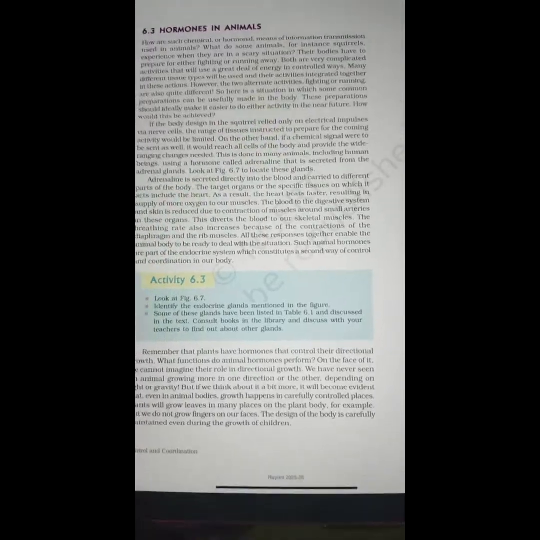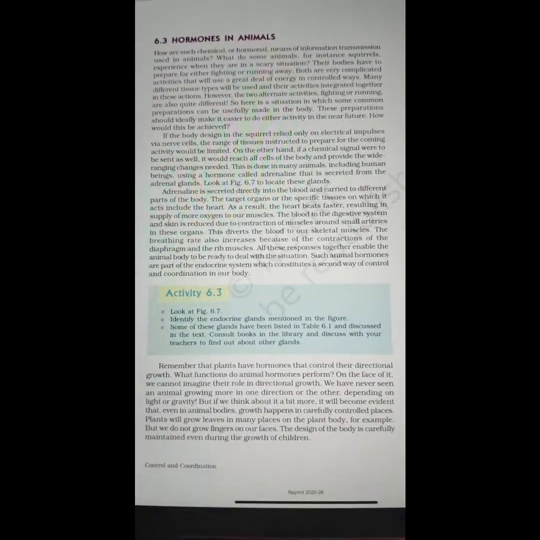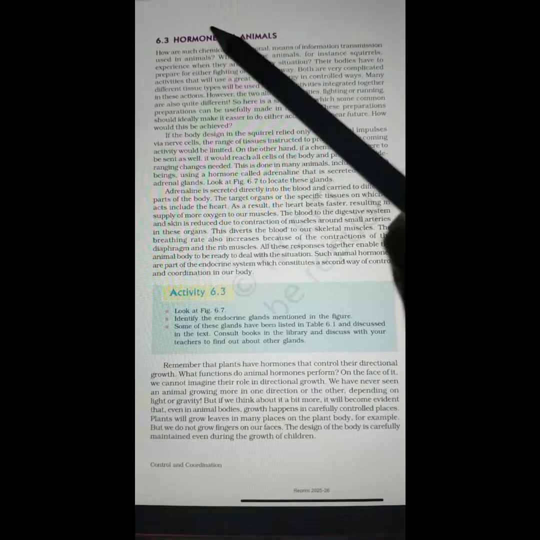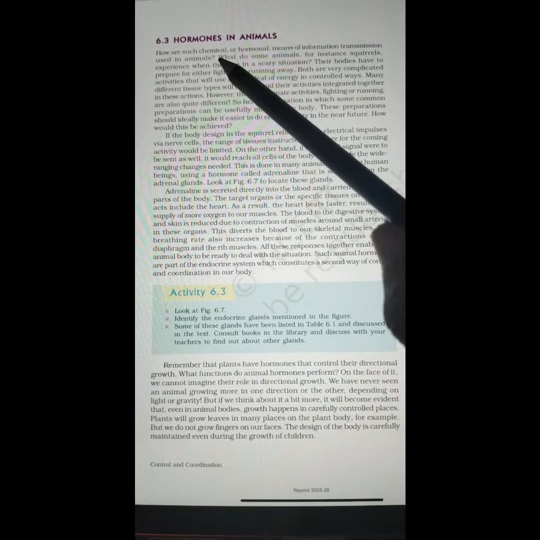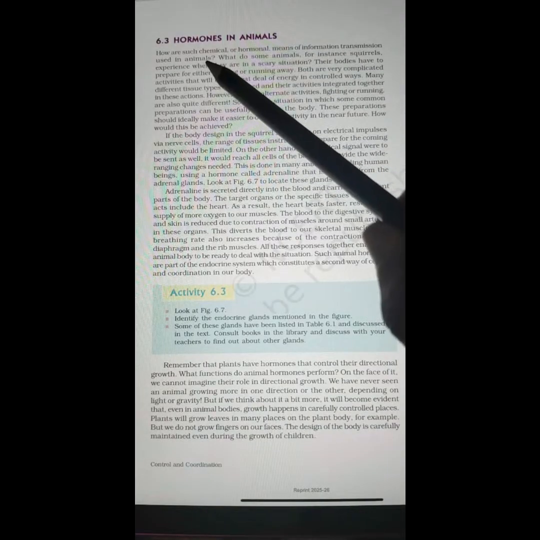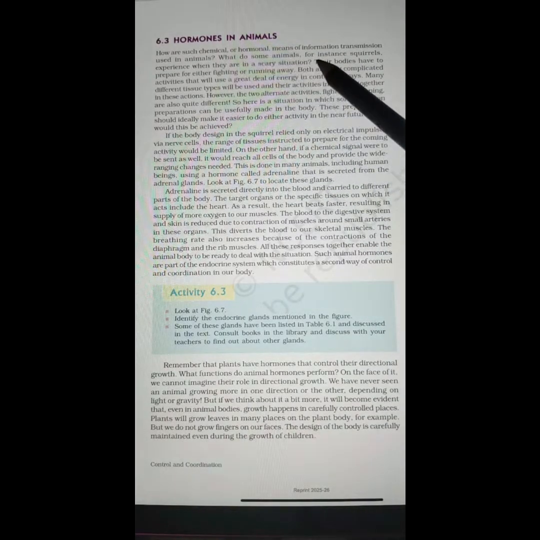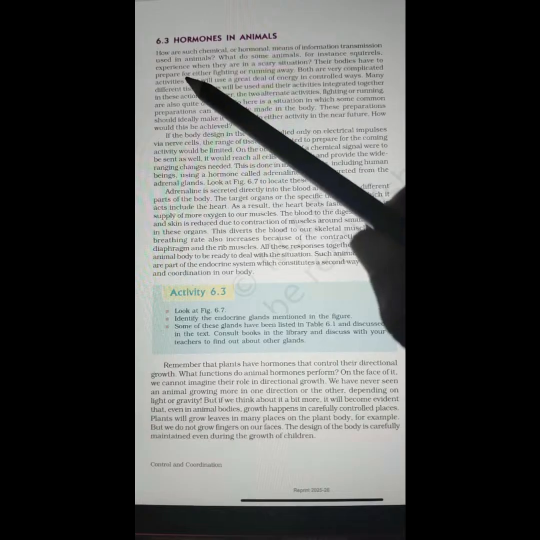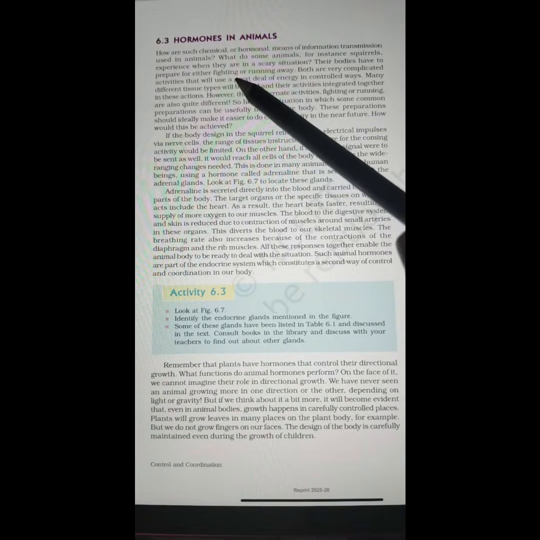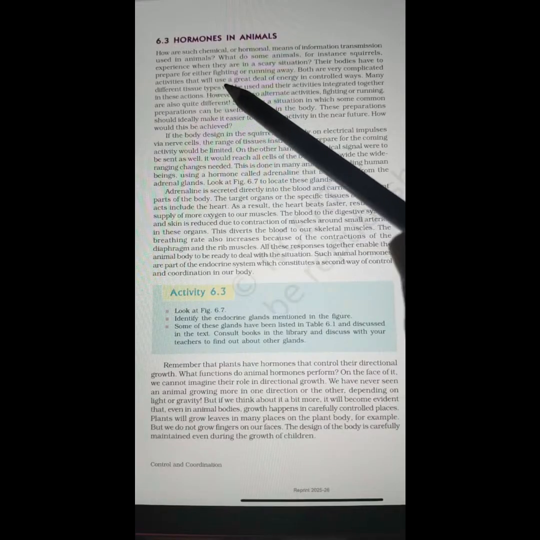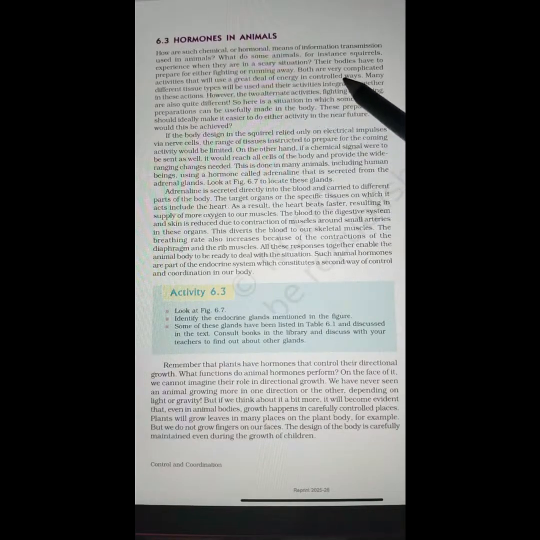Next page. The last concept that is given in this chapter is the endocrine system. So here we will be talking about the hormones. How are such chemical or hormonal means of information transmission used in animals? What do some animals, for instance squirrels, experience when they are in a scary situation? Their bodies have to prepare for either fighting or running away.